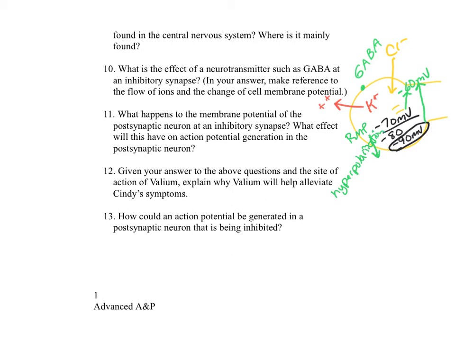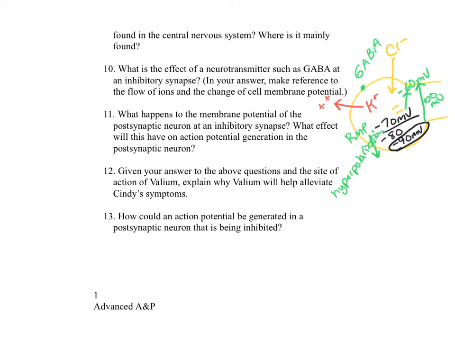It became hyperpolarized. What effect does that have on the action potential generation? Well, it's going to make it unlikely that an action potential will be generated. At the very least, it's going to make it much more difficult because you now have to get a stimulus of 30 millivolts just to get it to threshold, and that is very unlikely. The next question is, given your answer to the above questions and the site of action of Valium, explain why Valium will help alleviate Cindy's symptoms.